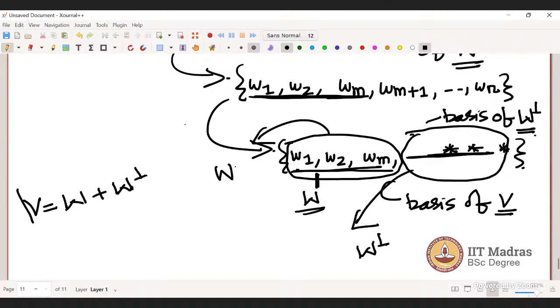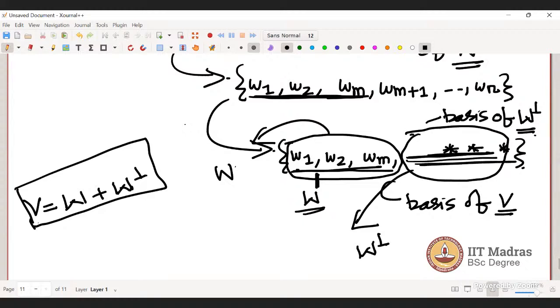So then you can write this. This makes sense, right? For all Wi from W1 to Wm, the dot product of Wi with the other vectors is 0. So from this we can conclude that the other part is W perp, right? Yes, true. Because if you pick any point from here, then its inner product with all these vectors is 0. So that is an element of W perp.